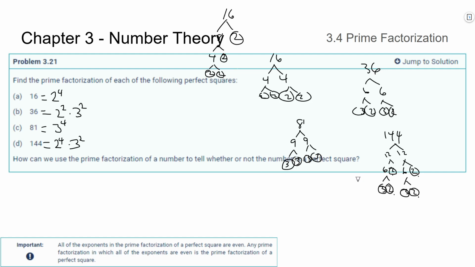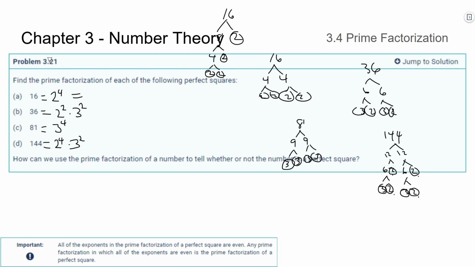And why does it work as long as everything is an even numbered exponent? If you have something like 2 to the 4th times 3 to the 3rd, one of these is not an even numbered exponent, so you know that that's not a perfect square. But these are all filled with only even numbered exponents, because look what you can do now.